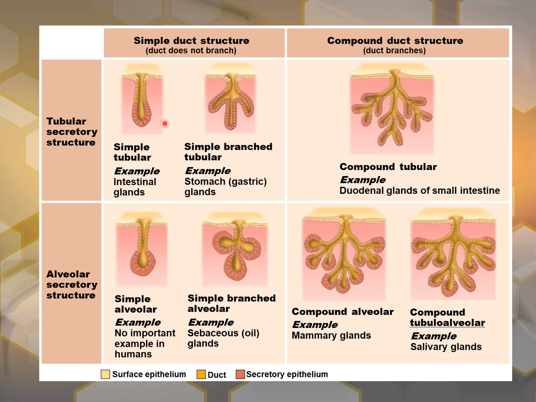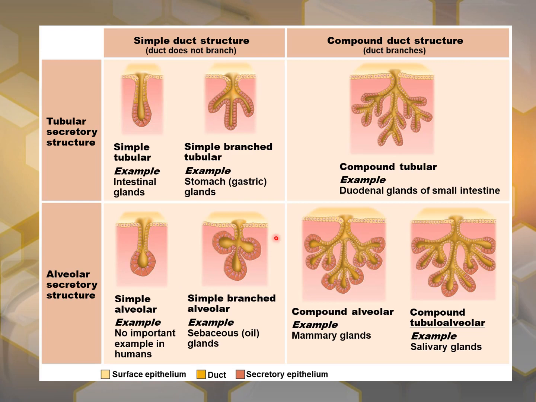So this would be more tubular, okay? And these would be more alveolar. So these guys are rounded. Again, these guys are both simple. These guys are tubular. These guys are alveolar, okay?